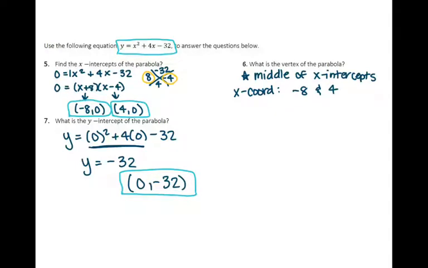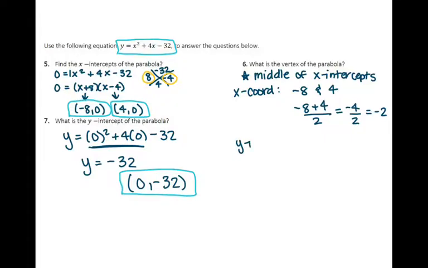Well, you can do that a couple different ways. You can actually plot the points negative 8 and 4 and physically count to find the middle, or I can find the average of these two numbers. The average comes from taking these two numbers, adding them together, and dividing by 2. So negative 8 plus 4 is negative 4, divided by 2 is negative 2. So I know that negative 2 is right in the middle of negative 8 and 4. So that is my x-coordinate.